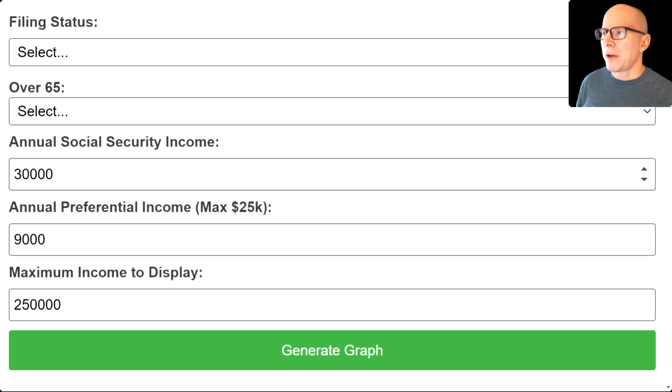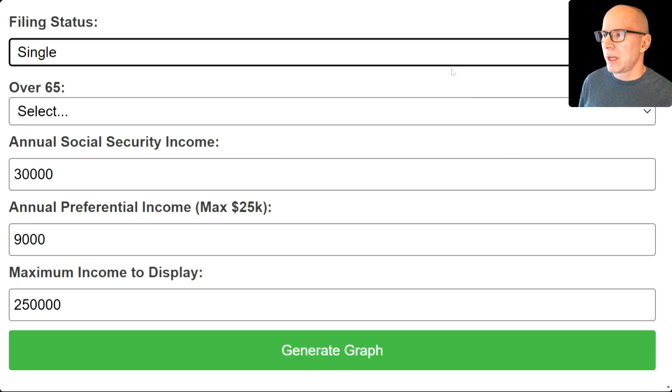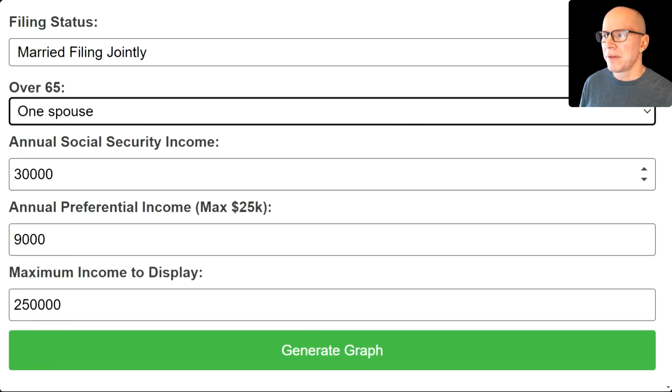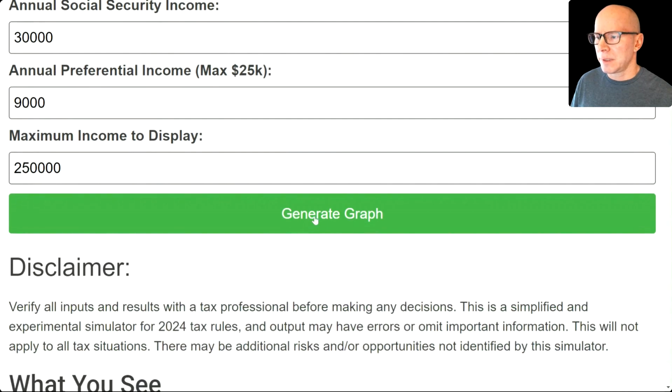When in doubt, remember the word additional. So how do you use this? You just enter your information. You're going to say whether or not you're single, married, filing jointly, is anybody over age 65. Enter your annual Social Security income, the amount that you will get for the year in question. Enter any preferential income that you have, and then give it a whirl.